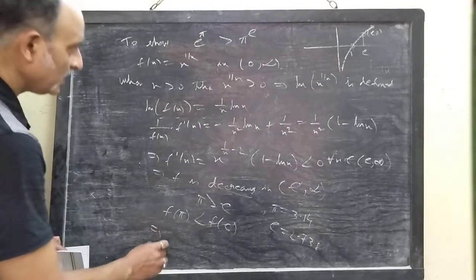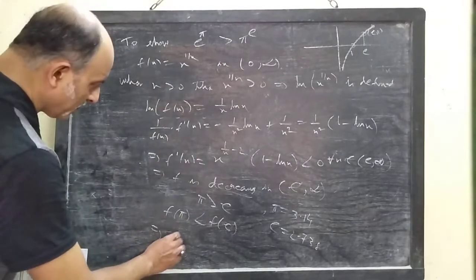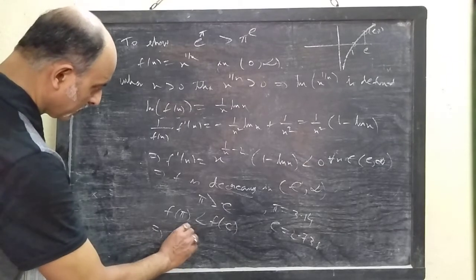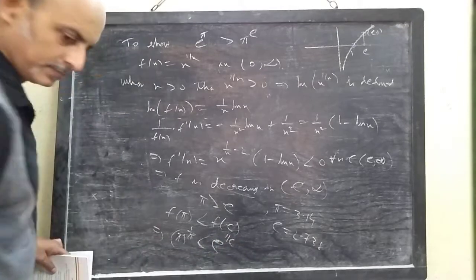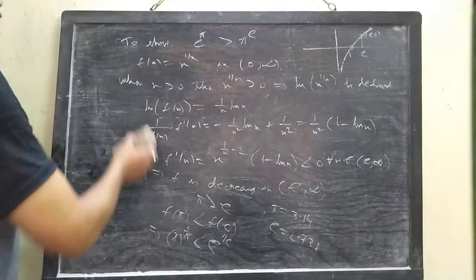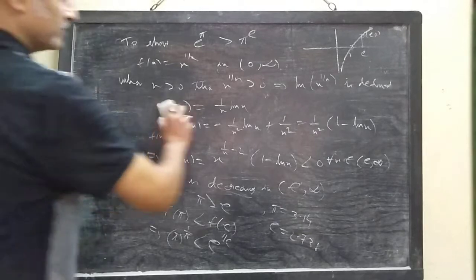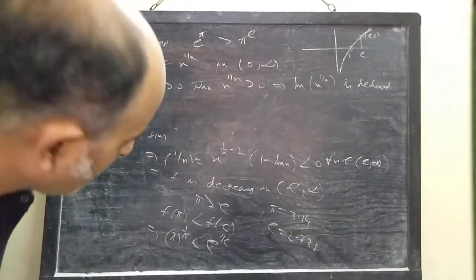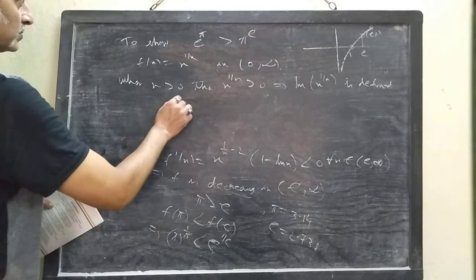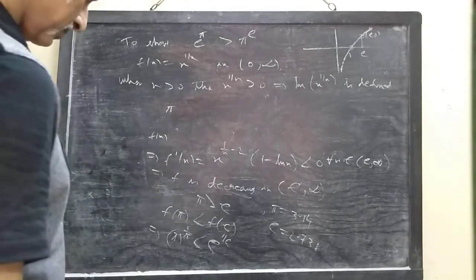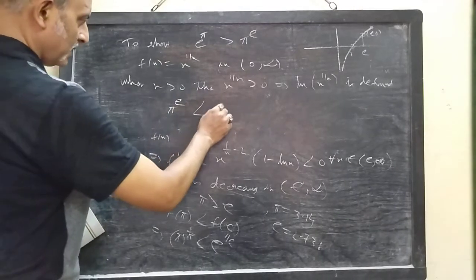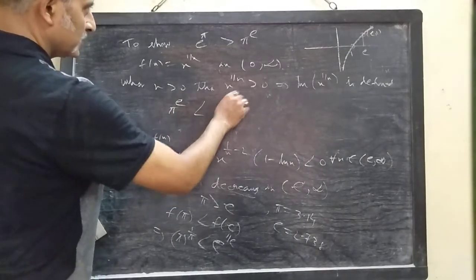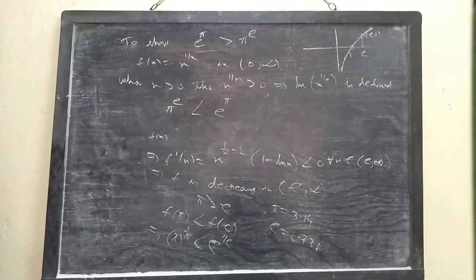So f of pi less than f of e. What is f of pi? f of pi is pi to the power 1 by pi, less than e to the power 1 by e. Now raise both sides to the power e pi. You get pi to the power e less than e to the power pi. What they have asked you to prove, e to the power pi is more than pi to the power e. Proved here.